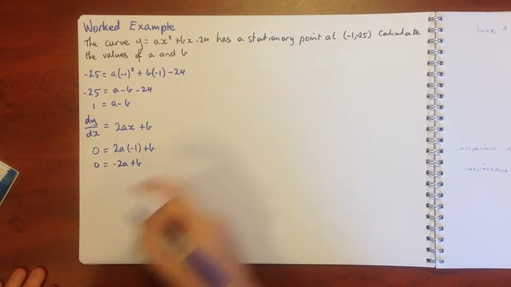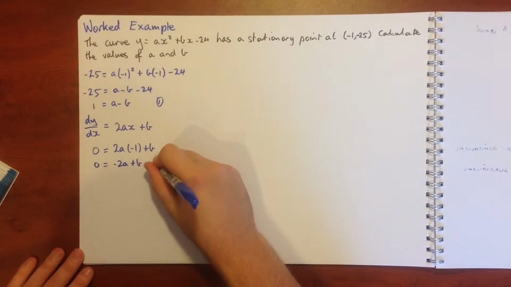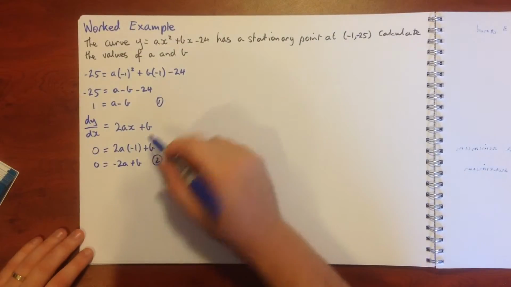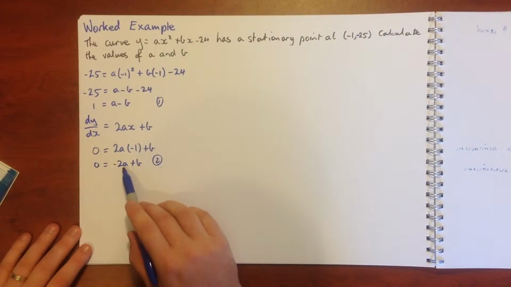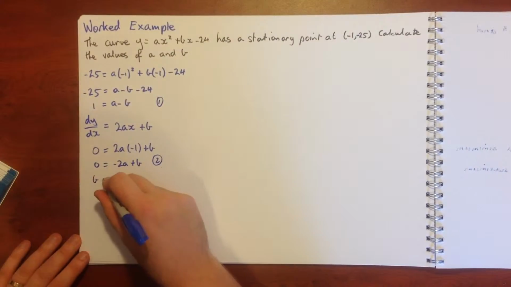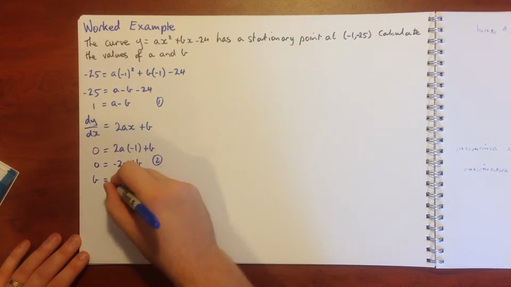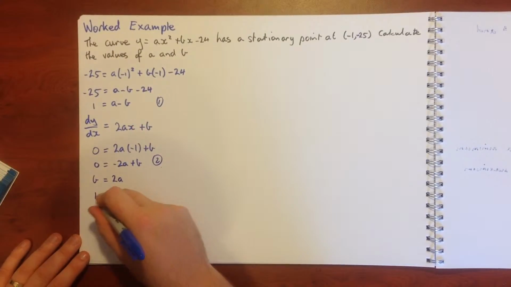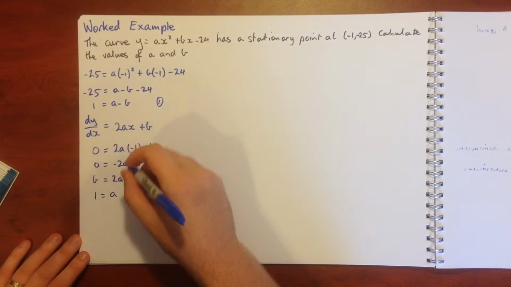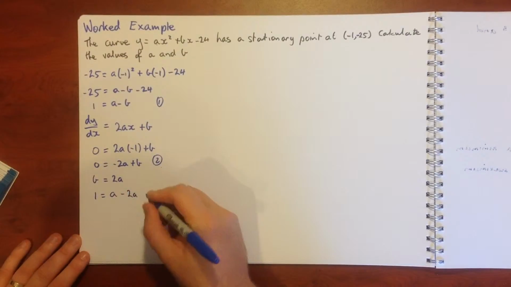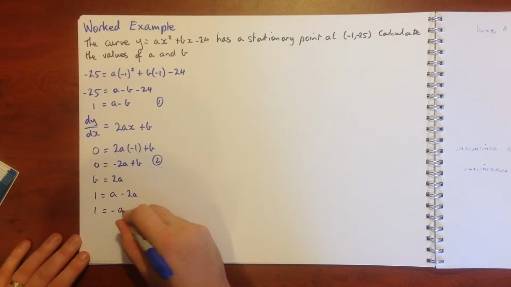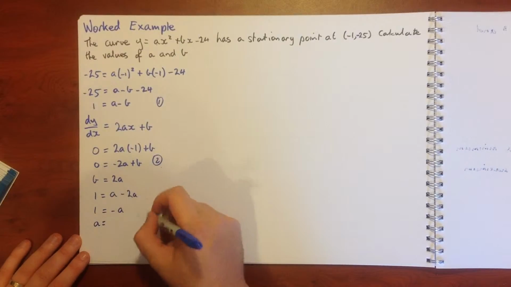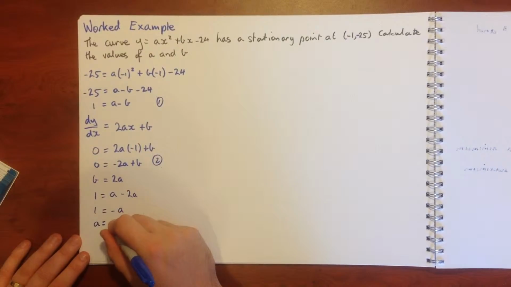Okay, so now we've got two equations here. We've got equation 1 and equation 2, and we can solve these equations simultaneously. So what we can do is bring our 2a across to say that b is equal to 2a. So now we can sub that into here and say, well, we've got 1 equals a, take 2a. So 1 equals minus a. So a equals -1.